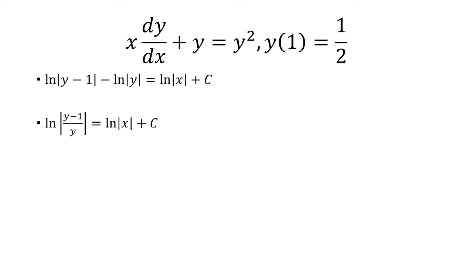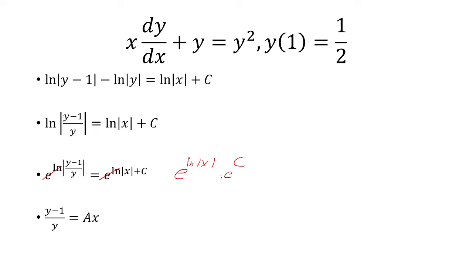So the goal is to solve for y, which means we have to do e to both sides: e to the power ln of y minus 1 over y, and e to ln of x plus c. Now in general, e to the ln of x, the e and the natural log will cancel, so what's left is what's inside the natural log. But here, because we have a constant, you want to think of this as e to ln absolute value of x times e to the c. And this is just a constant. I just called it a to keep it simple. So we have y minus 1 over y equals a times x.